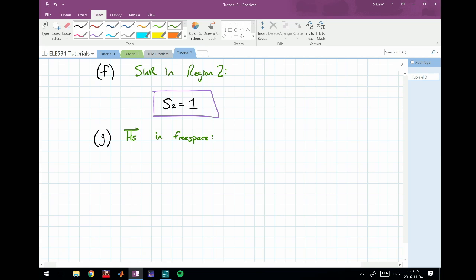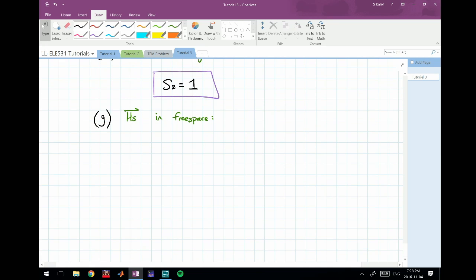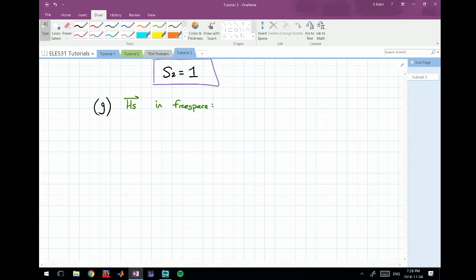So it asks you to find HS in free space. There are two approaches. You can either use Maxwell's equations and find the curl and all that stuff that I did in the first tutorial, or you can use those little equations if you want to memorize them. I'm going to use those equations just because I can. Use whichever one's easier for you. If you can memorize these equations, no problem, go for it.